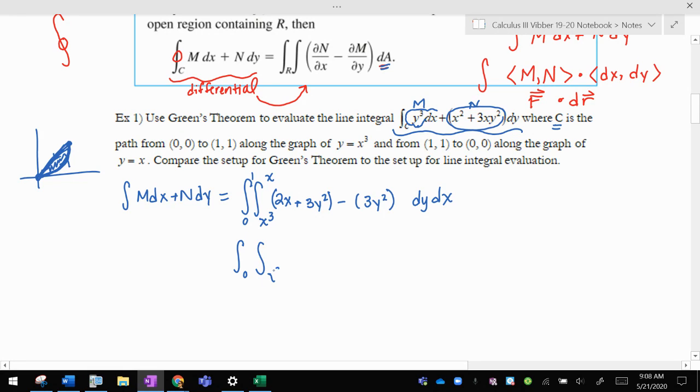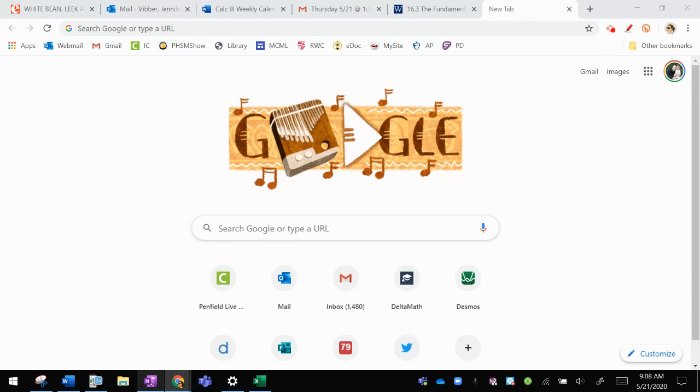Come on, OneNote. Don't be silly. Oh, it's going to do that silly thing. Of course it is. Come on, close.